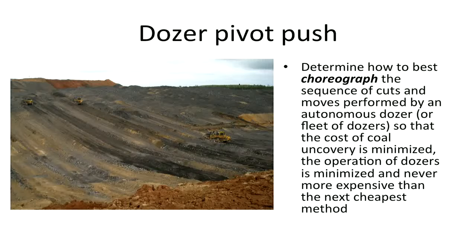And sometimes these dozers are used in a coal production process known as pivot push dozing. The idea is the machines remove the material that is above coal in the same way as the dragline did, but not by excavating it, but rather by pushing it from above the coal into the void. And this figure will give you some sense of what this involves.